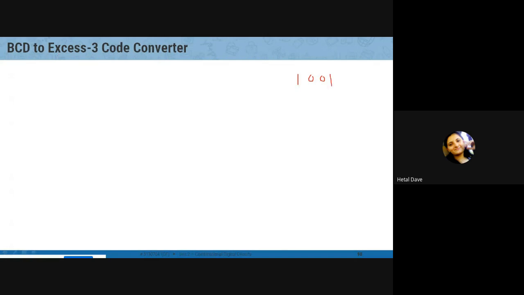What is our aim? We just need to convert it into XS3. What is the meaning of XS3? I just need to add 0, 0, 1, 1. So it is 1, 1, 0, 0. Whenever I add them together, my answer is 1, 1, 0, 0. 9 plus 3 is equal to 12, 1, 1, 0, 0. So the maximum output is 4-bit. So that's why I can say 4 input, 4 output.